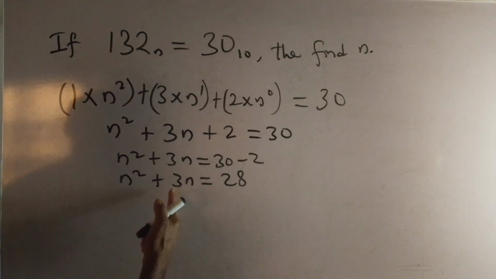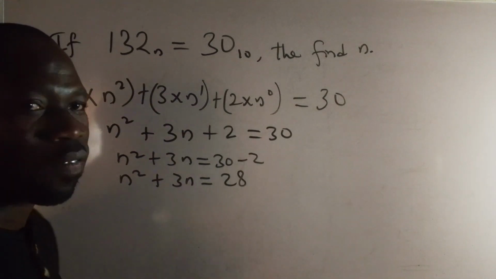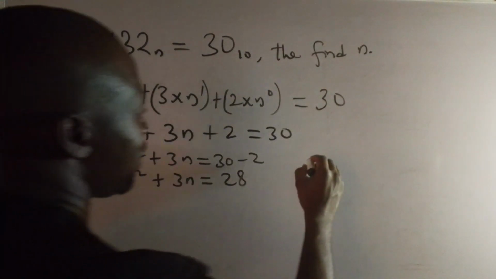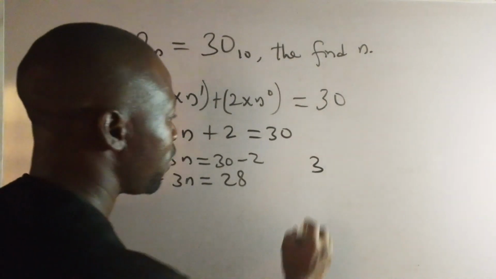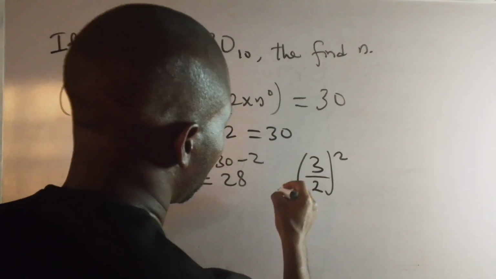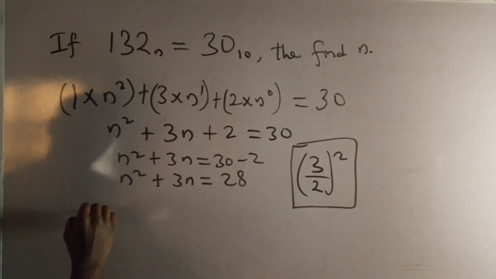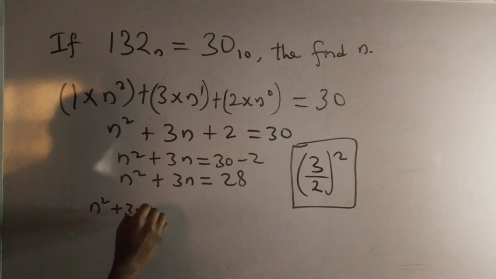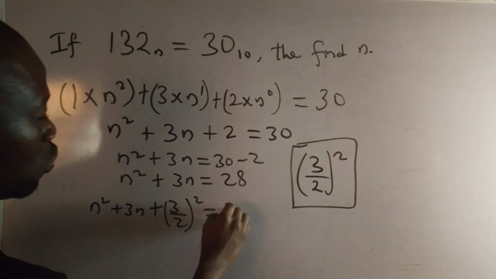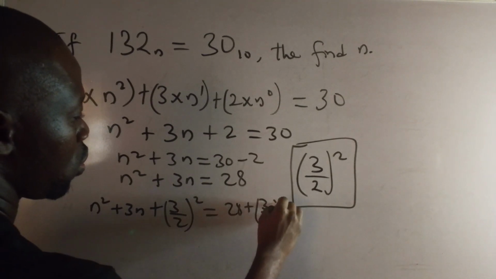The next thing we want to do is make the left hand side a perfect square by finding the half of the coefficient of n, add it to both sides. The coefficient of n is 3. Half of the coefficient of n is 3 over 2. We're going to square it and add it to both sides. So we're adding this to both sides. It means n squared plus 3n plus 3 over 2 squared is equals to 28 plus 3 over 2 squared.